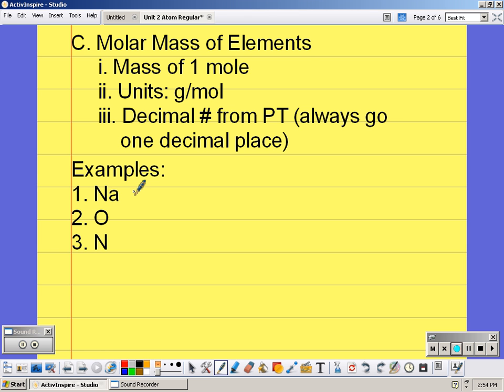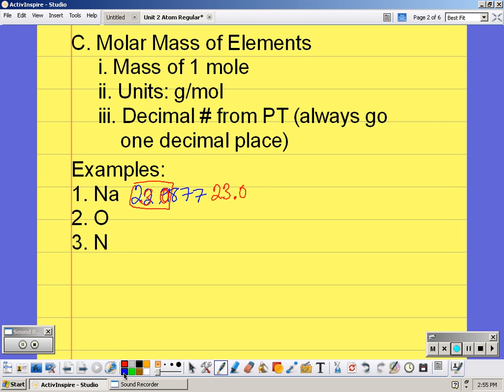So if you look at sodium, sodium's molar mass is 22.9877. So if you go to 1 decimal place, it'd be 22.9. The 8, though, is going to round the 9 up to 10, which changes the 2 to a 3, so the molar mass would be 23.0 grams per mole.